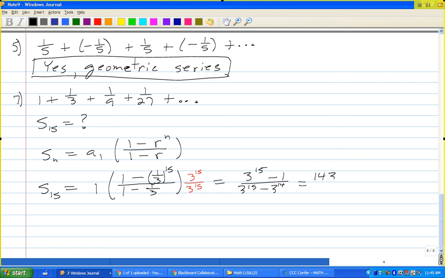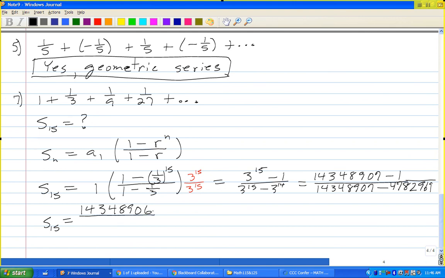3 to the power 15 is big. It's 14,348,907, minus 3 to the 14, which is 4,782,969. And so S sub 15 is equal to 14,348,906 divided by some larger number.